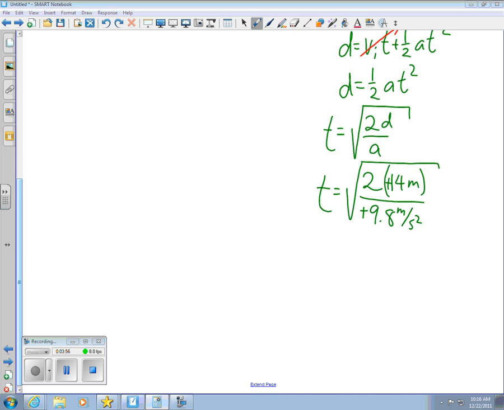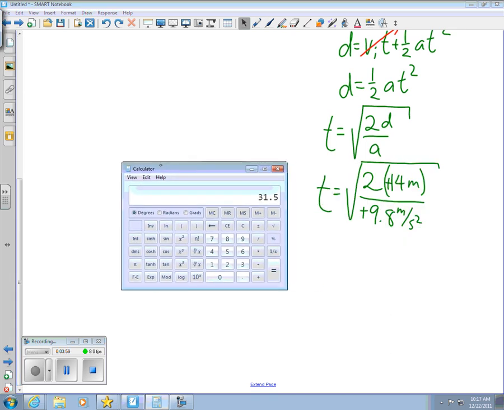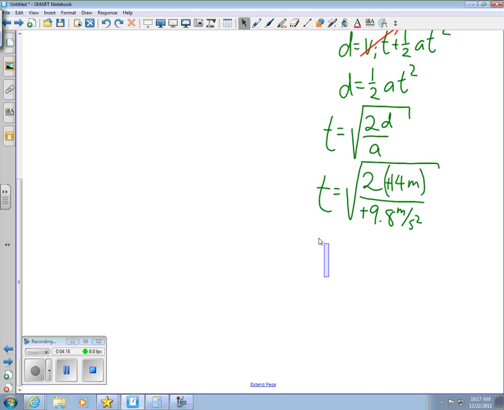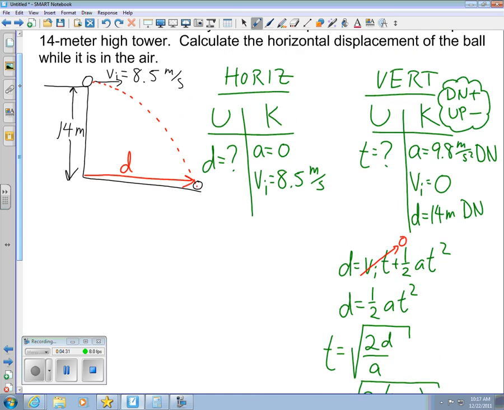So I'm going to get my calculator up here. And I have 2 times 14 divided by 9.8 equals 2.85. And then I'm going to take the square root of that, and I get 1.7. That's the amount of time that this is in the air. t is equal to 1.7 seconds. All right, for horizontally launched, by the way, I don't do anything with the whole time or the half time. This is the whole time it's in the air, from when the ball is launched here until it lands here. It travels for 1.7 seconds.